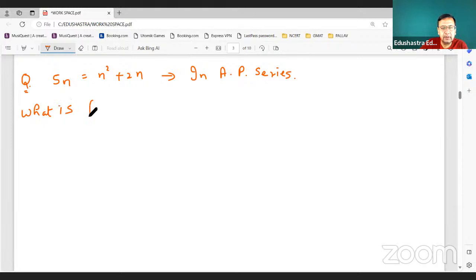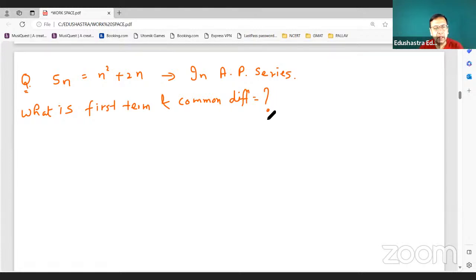what is the first term and common difference of this series? S of n is equal to n square plus 2n in an AP series, right? So there is one AP series and the sum is given to us as n square plus 2n. Tell me the first term and the common difference of this AP series.